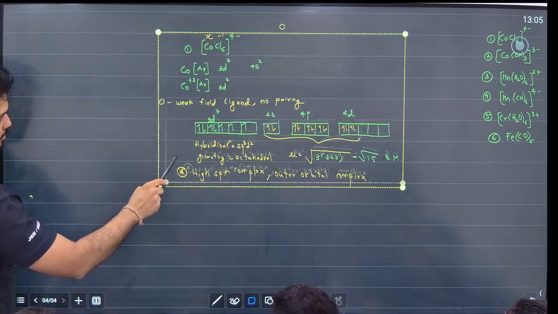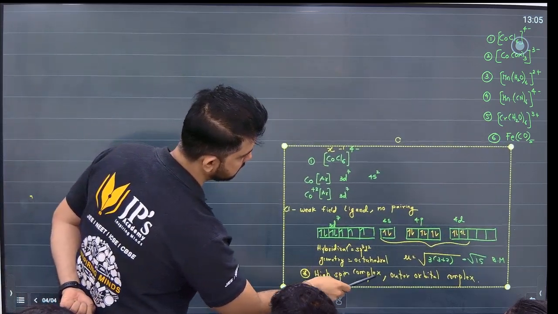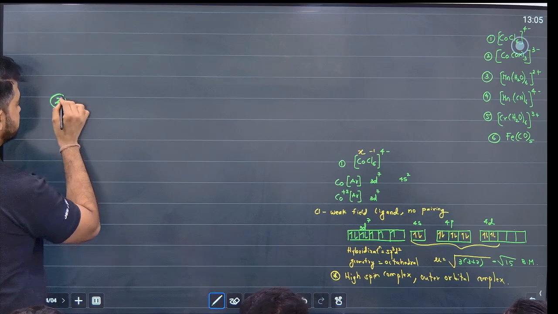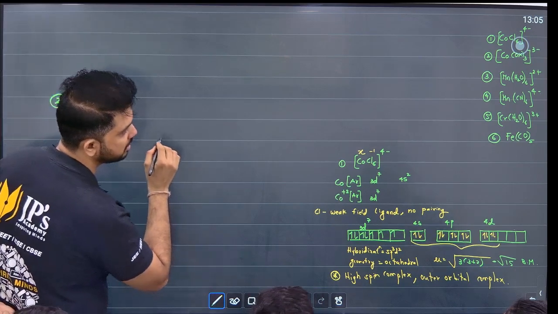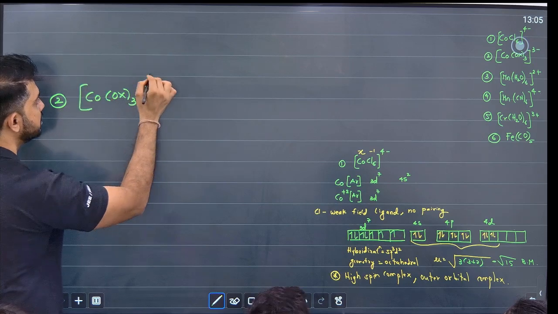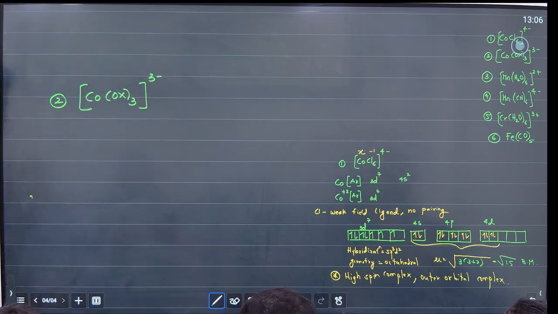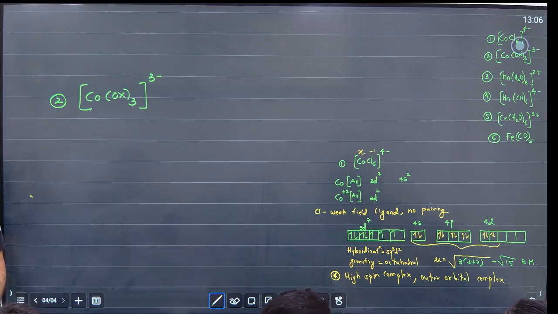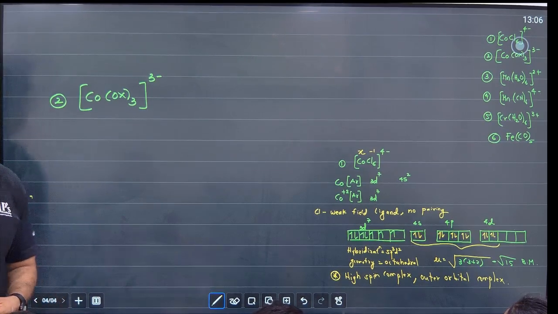Now, give me the second one. Co(ox)3, the whole raised to, what was ox? Which ligand was ox? And give me the denticity of ox. Go back and quickly check and tell me which ligand was ox and what was its denticity. Excellent. Ox was a bidentate. Which bidentate was ox? Oxalato. And what is the charge on oxalato?